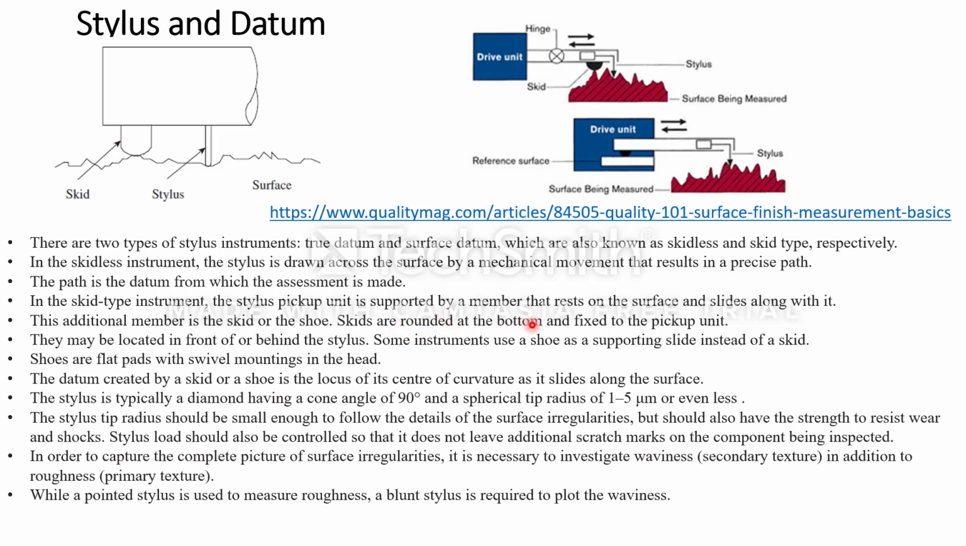Skids are rounded at the bottom and fixed to the pickup unit. The pickup unit is nothing but here a drive unit. They may be located in front or behind the stylus. The skid can be placed behind the stylus or in front of the stylus based upon your application. The instrument can be manufactured, and once it is manufactured, you can't change the place of a skid.